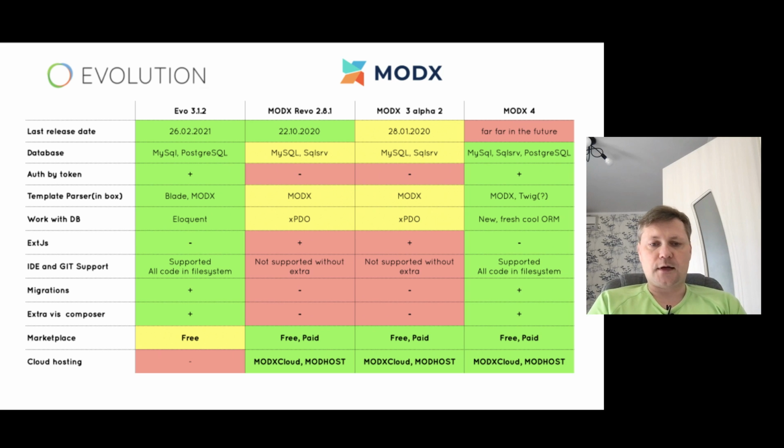As for the parser, Evolution has a default parser, and Revo has a default parser. We decided to keep that in order to have sustainability, so we can update old websites to 3.0, and then the Blade parser is also available out of the box. You can use that. In MODX 3, they have the MODX parser by default, and the core team is not willing to add any other parsers.